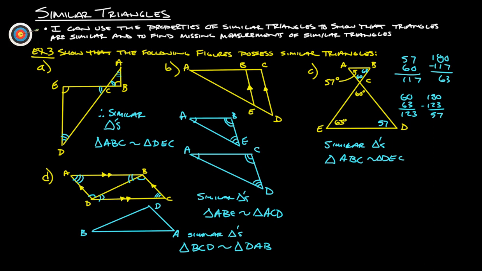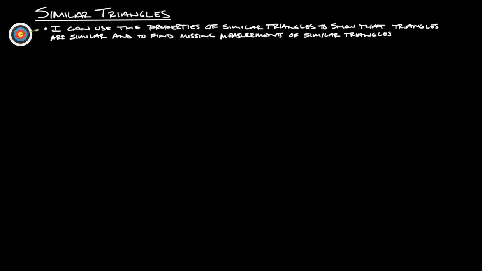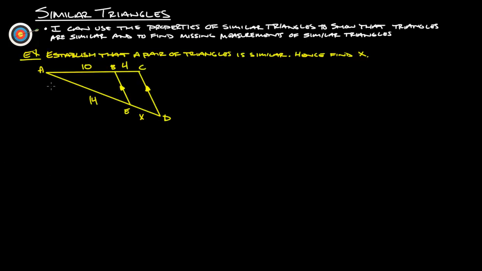Okay. One last set of examples here. Just one last example, and then away we go. So, establish that a pair of triangles is similar. Hence, find x. So, just a quick little note: whenever you see the word "hence" in the IB, that means take what you just figured out and use that to help you find something else. That's what the hence means.